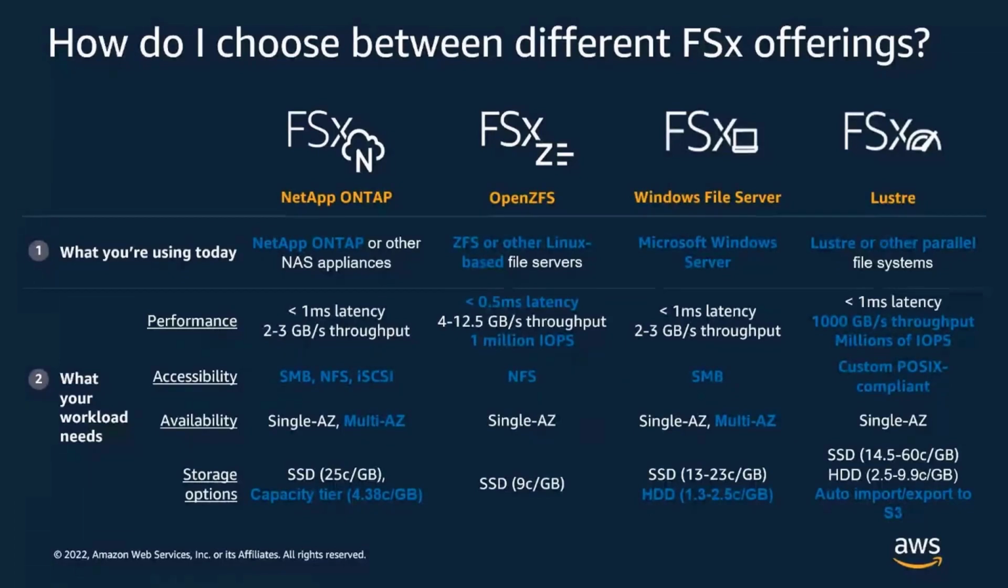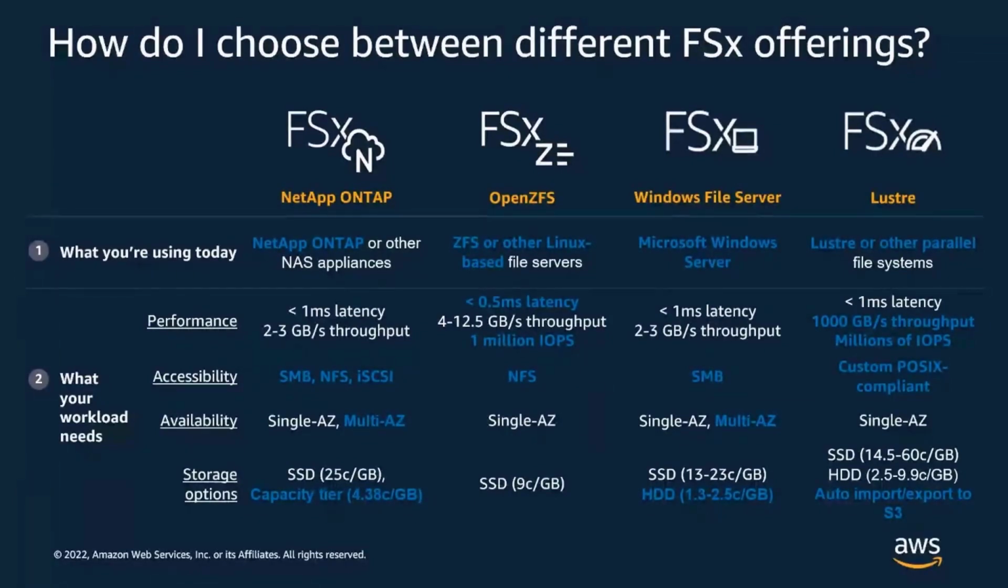So you should choose FSx for Lustre if you really need hundreds of gigabytes per second of throughput at that scale of data for your workload. With respect to accessibility, we support multiple different protocols across these file systems. FSx for NetApp ONTAP has true multi-protocol support if that's what your workload demands. FSx for OpenZFS supports NFS, FSx for Windows File Server supports the SMB protocol, and FSx for Lustre offers a custom POSIX compliant protocol for parallel access.